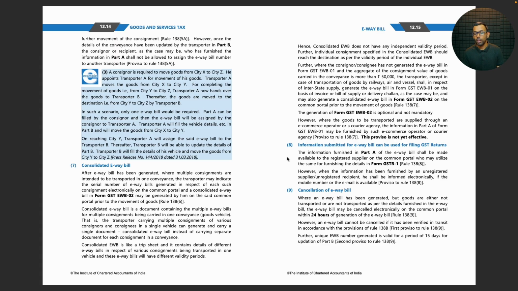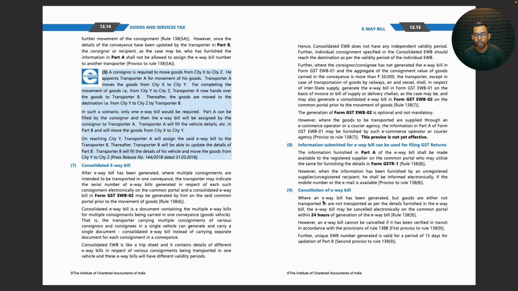Information submitted for e-way bill can be used for filing GST returns. The information furnished in Part A of the e-way bill shall be made available to the registered supplier on the common portal, who may utilize the same for furnishing the details in Form GSTR 1, Rule 138, sub-rule 8. However, when the information has been furnished by an unregistered supplier or unregistered recipient, he shall be informed electronically if the mobile number or the email is available. Proviso to 138 sub-rule 8.